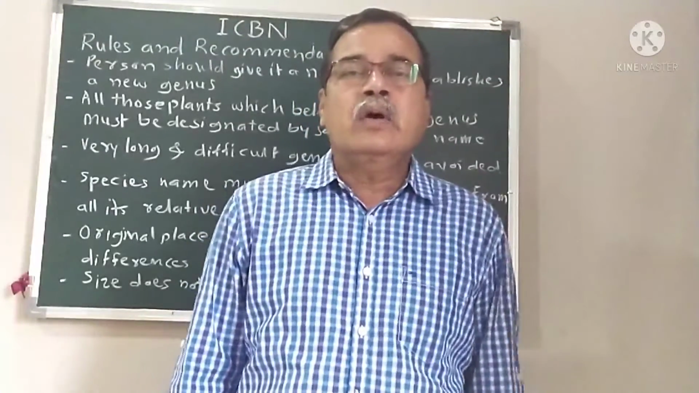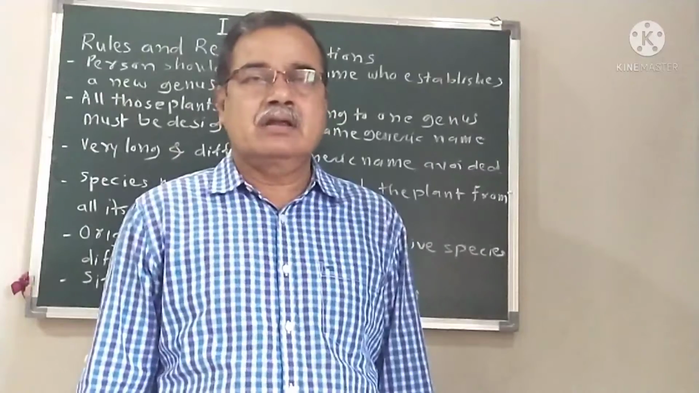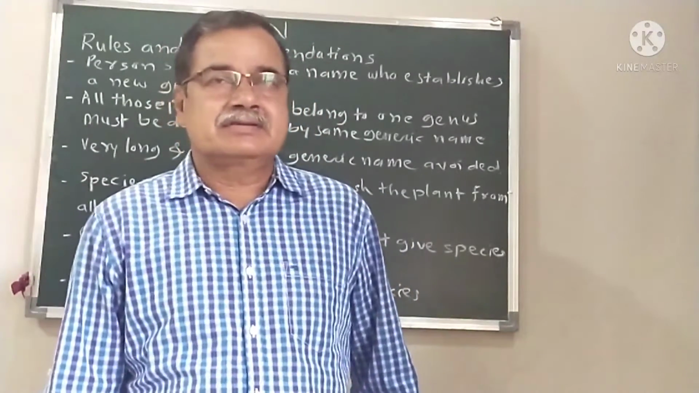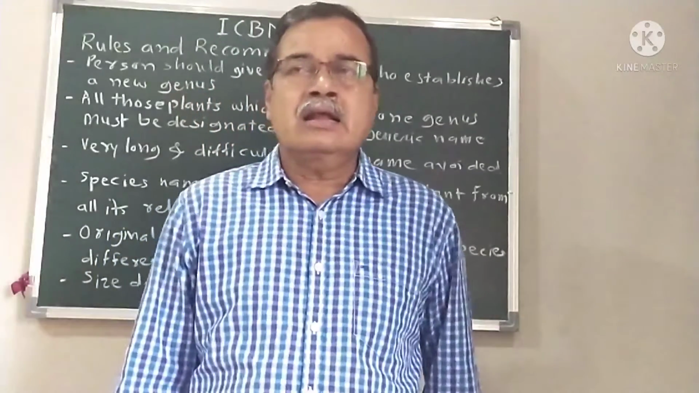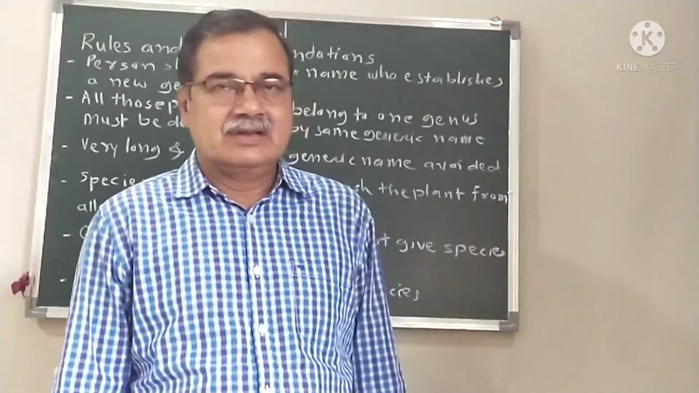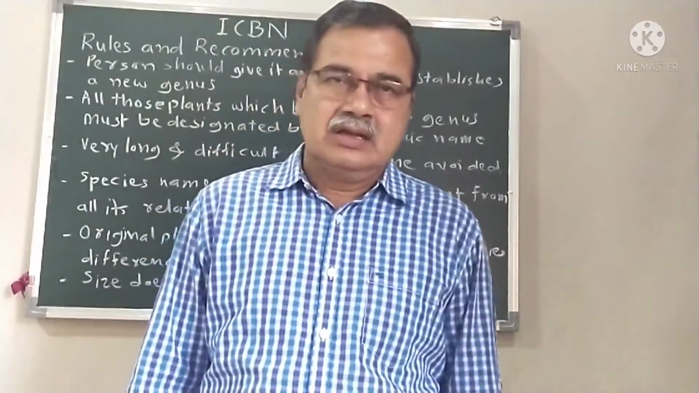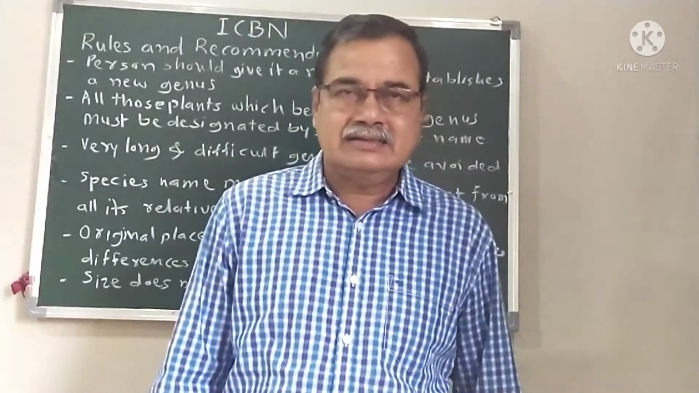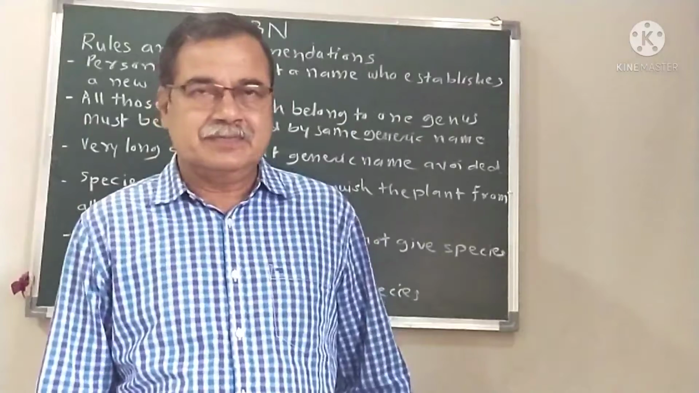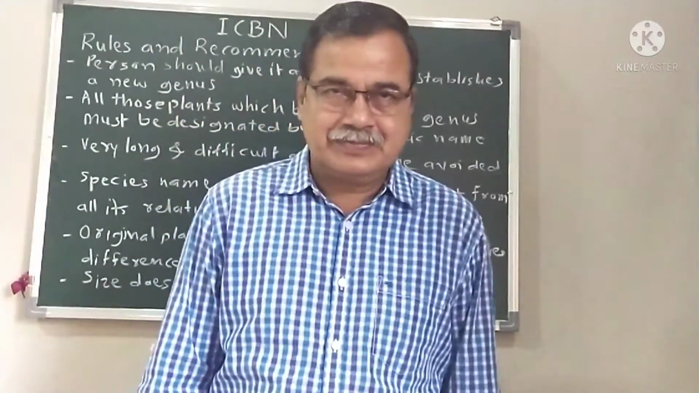Now we are going to discuss the 7 features of ICBN. ICBN is the short form of International Code of Botanical Nomenclature. This ICBN was constructed in the United States by the International Congress of Botany.